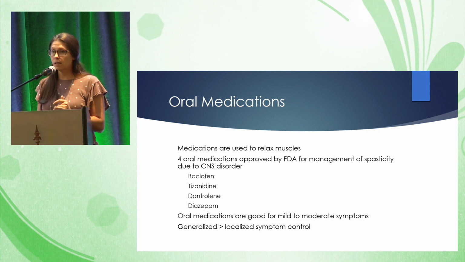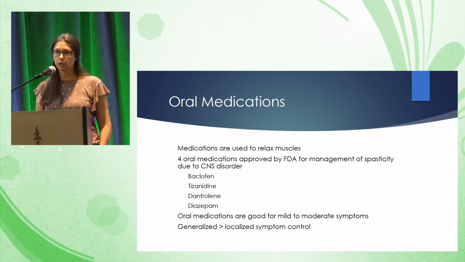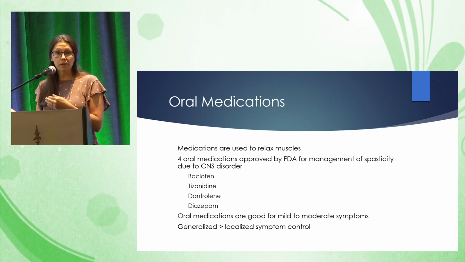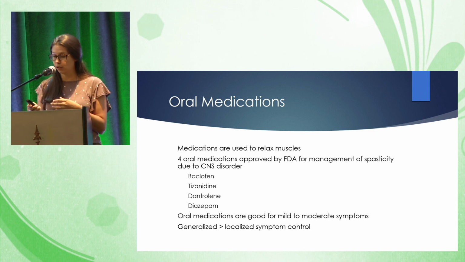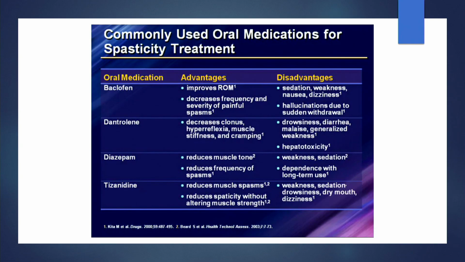And then looking at these for more of a generalized picture: full body, full lower body, full leg. If you really are only talking about spasticity of a very local part, these would probably be effective, but I don't know if it's necessarily the first line option because of side effects. So the four medications we outlined are Baclofen, dantrolene, which is also known as Dantrium, diazepam, which is also known as Valium, and tizanidine, which is also known as Zanaflex.